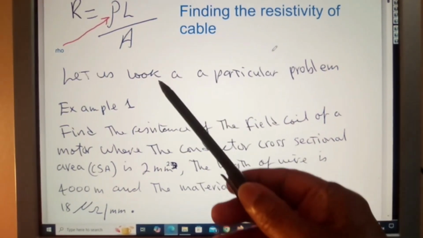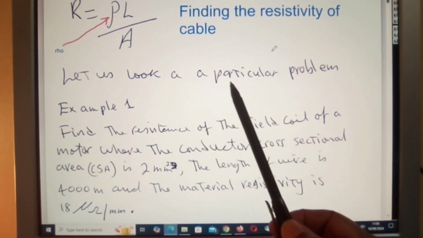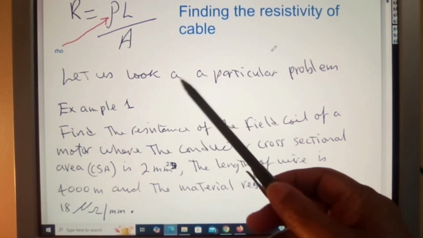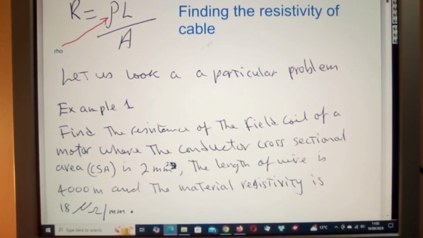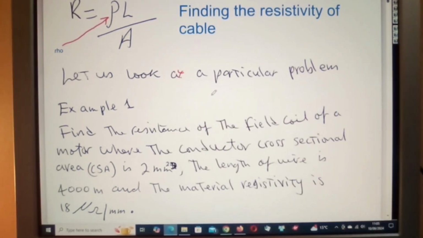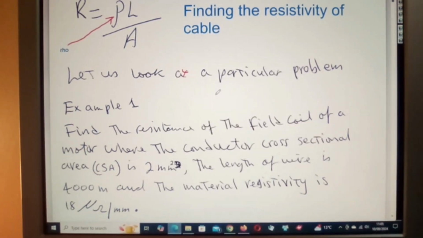Now let us look at a particular problem. Example 1.